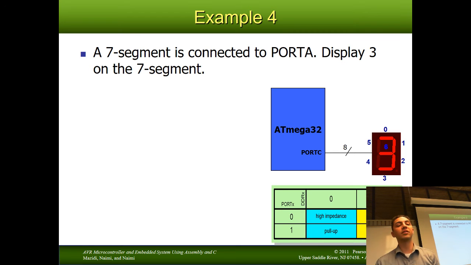Here's an example of a 3. Somebody tell me, take a moment, tell me what hexadecimal value I need to store into the port register, specifically port C, in order to get a 3 to appear. Remember, the bit positions are labeled 0, 1, 2, 3, 4, 5, 6. If the segment is lit, you need to put a 1. If the segment isn't lit, you put a 0. So somebody tell me what number I need. Give everybody a second.